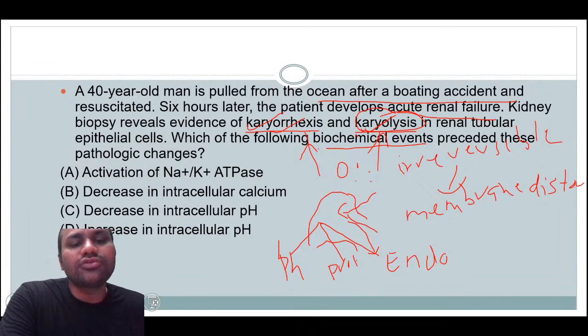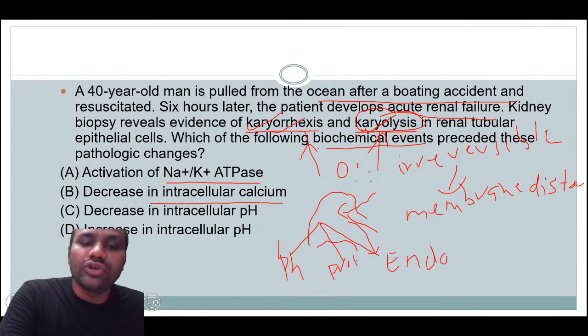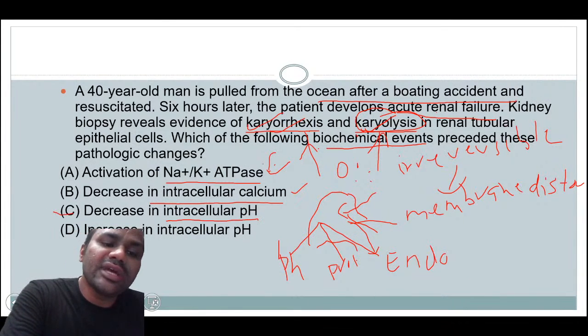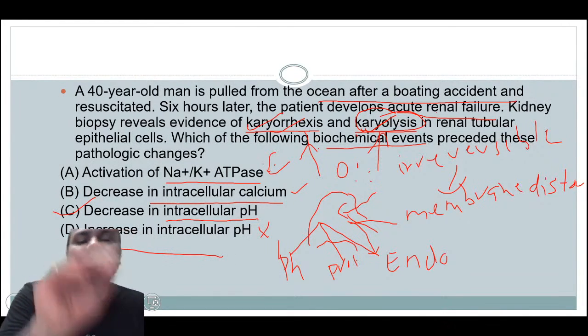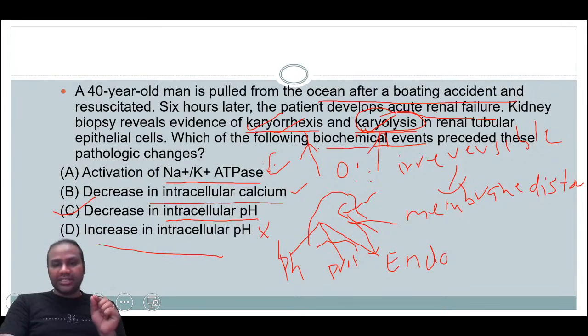Activation of sodium potassium ATPase, decrease in intracellular calcium? Sodium potassium ATPase is not activated; rather, because of decreased ATP, the activation decreases. Decrease in intracellular calcium? No, calcium increases intracellularly. Decrease in intracellular pH? Yes, intracellular pH decreases. Increase in intracellular pH? No, this is also wrong. So the option here is the third, that is decrease in intracellular pH.